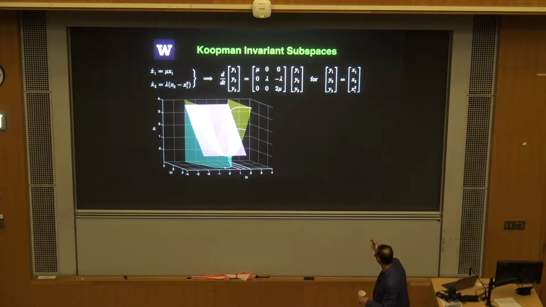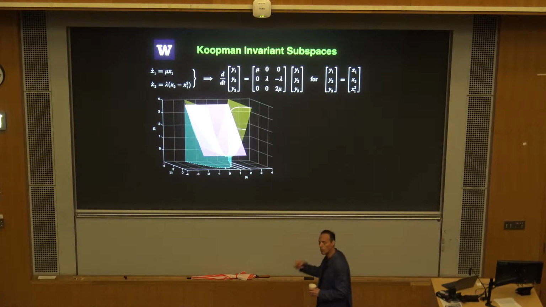Or I can change to a new set of variables. I'm going to go to y1, y2, y3, which are defined as x1, x2, x1 squared. I move to a new coordinate system. And here's what's remarkable. In this new coordinate system, this is a linear equation. Very simple example, but it shows you what we're after.